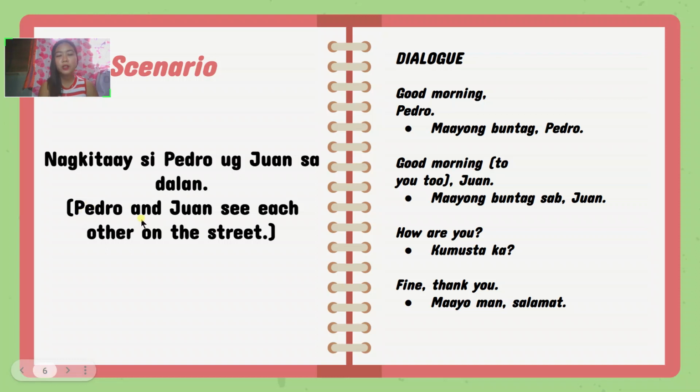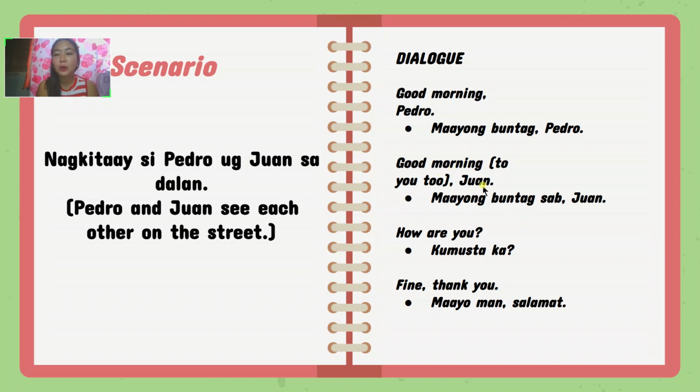Let us read. Nagkitaay si Pedro ug Juan sa dalan. So, in English, Pedro and Juan see each other on the street. They also have some dialogue. For example, Juan said, "Good morning, Pedro." So, maayong buntag, Pedro. When in English you say good morning, in Cebuano we say maayong buntag. Okay? Repeat after me. Maayong buntag. Okay, that's it.